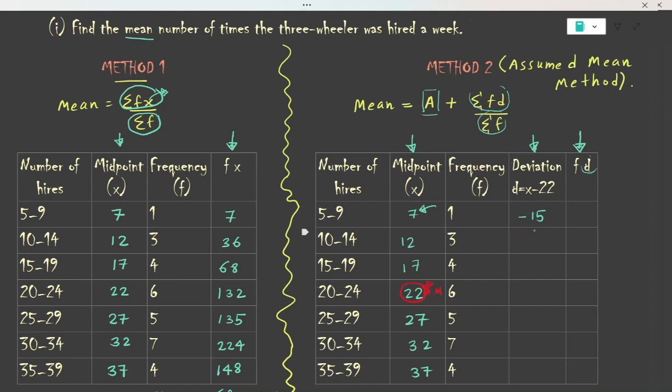Similarly, let's complete the other columns. 12 minus 22 is minus 10. 17 minus 22 is minus 5. 22 minus 22 is 0. Now let's complete the fd column. Here we have to multiply f with d. 1 times minus 15.